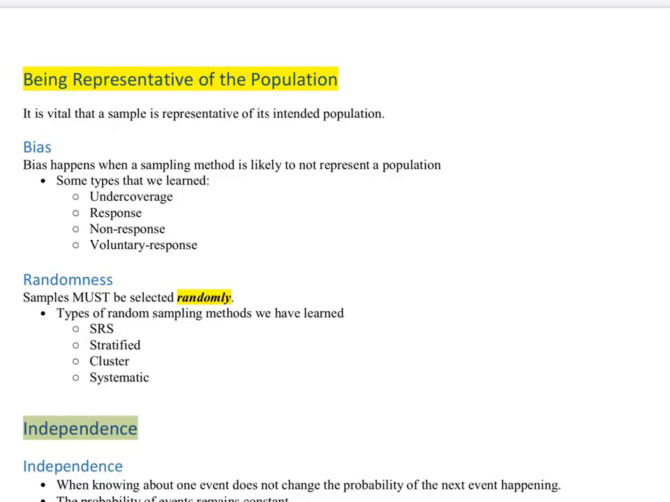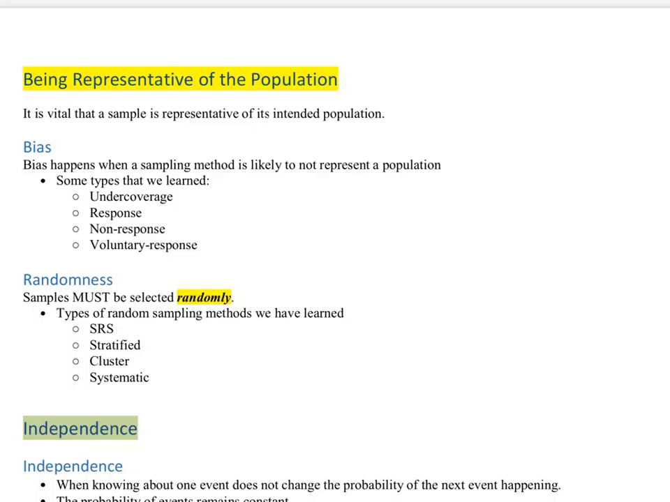The whole point of statistics is that a sample must be representative of the population. Things that prevent it from being representative, of course, would be bias. So in that first unit that we did back at the beginning of the year, we talked about forms of bias. And the thing that helps to reduce bias in general, to help a sample be representative of the population, is that it must happen randomly.